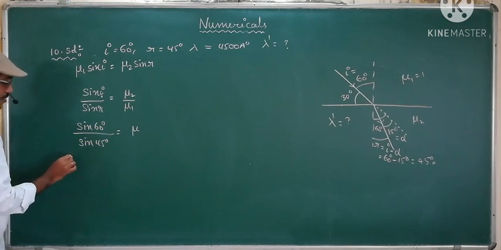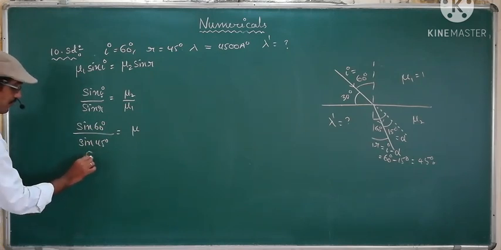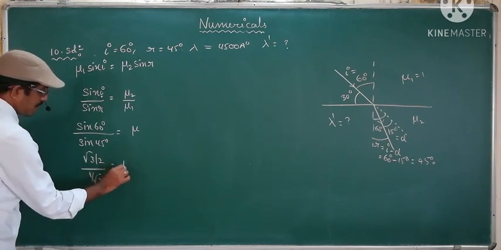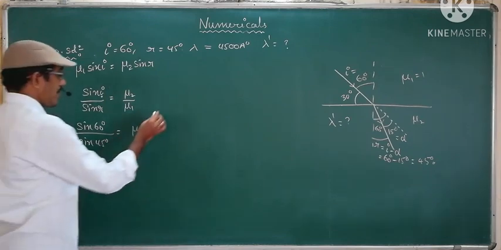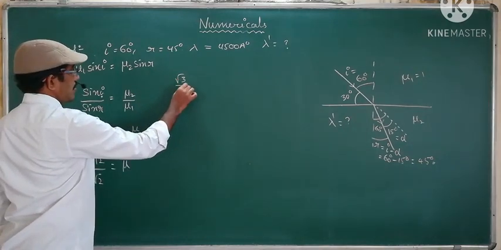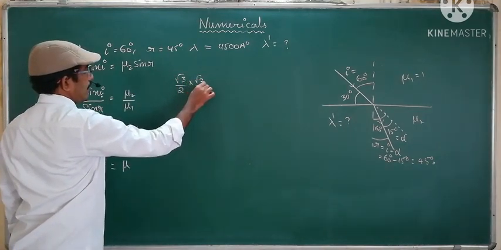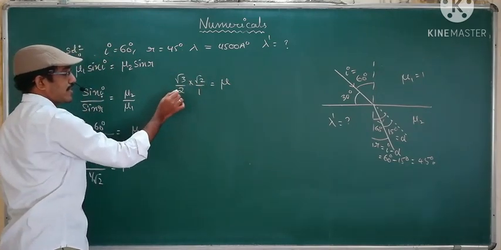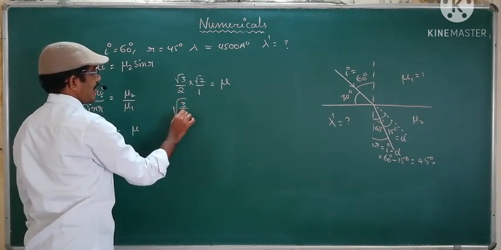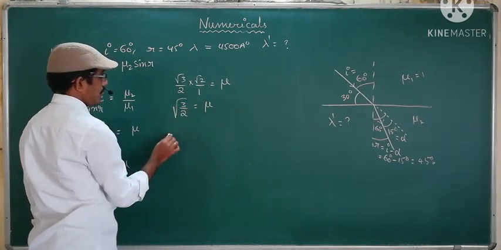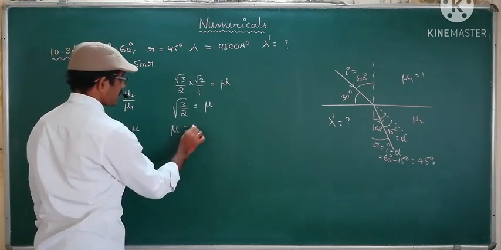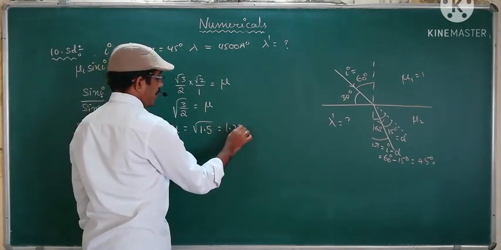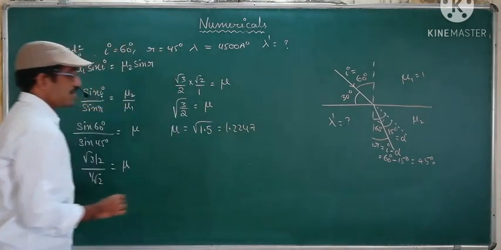So sin 60 value how much? Root 3 by 2. Sin 45 value 1 by root 2, equal to mu. From these two, this is root 3 by 2 into root 2 by 1 is equal to mu. 2 we can write as root 2 into root 2. One root 2 can cancel, remaining one more root 2. That is root 3 by 2 under a square root, is equal to mu. So mu is equal to the square root of 1.5. Square root of 1.5 value 1.2247. This is the refractive index.